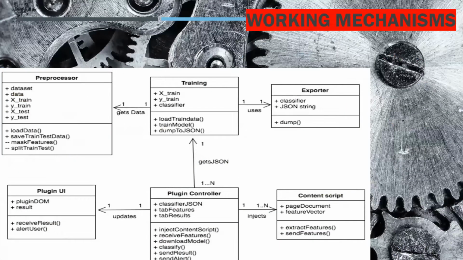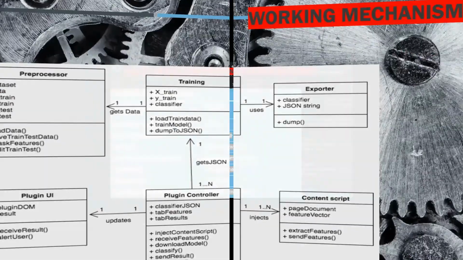And this is the working mechanism of our extension. Preprocessor, training, and exporter form the part of the backend. Plugin UI and plugin controller form the part of the front end. Plugin controller contains the content script, which is responsible for extracting the features from the website. Those features are sent to the backend for comparison and analysis. Once the result is confirmed, it will be displayed in the user interface.